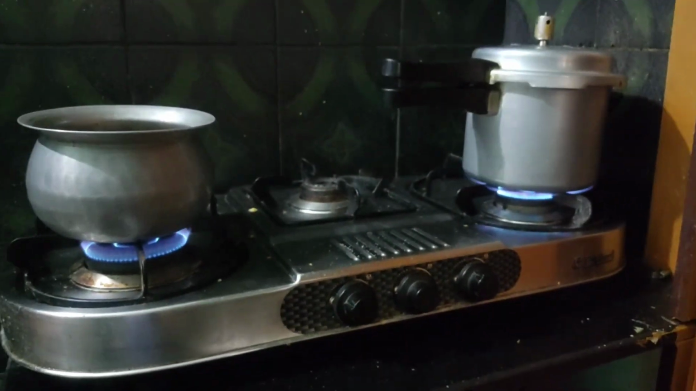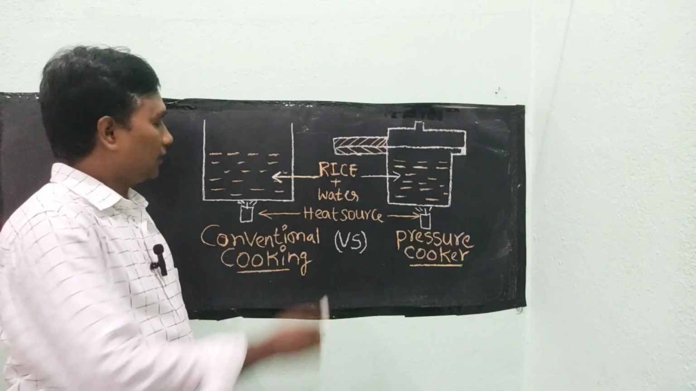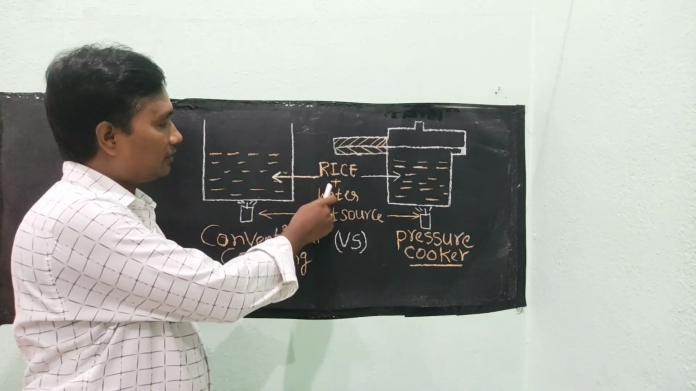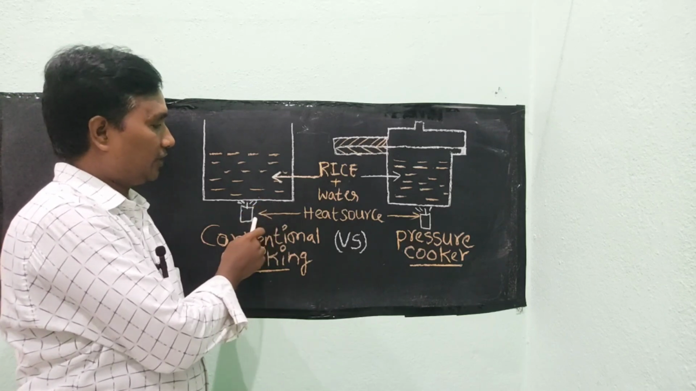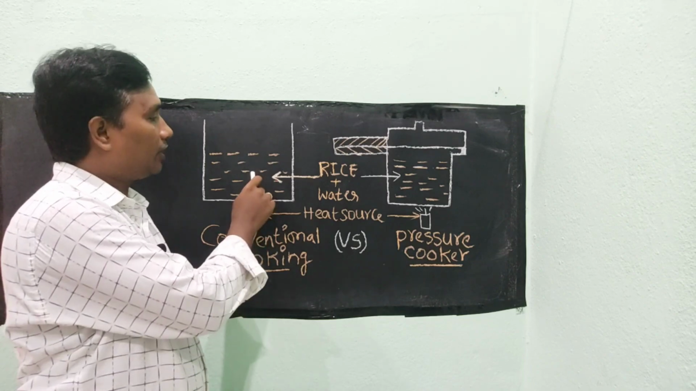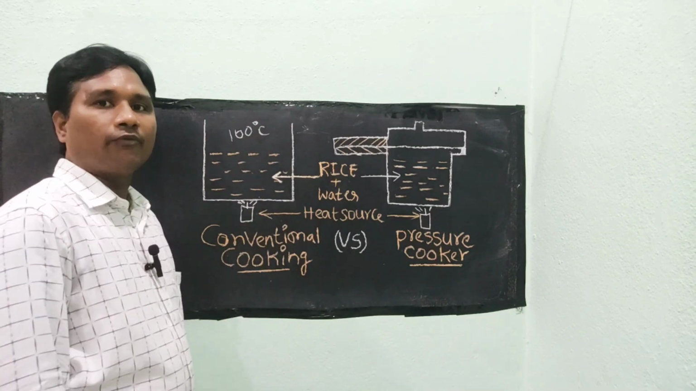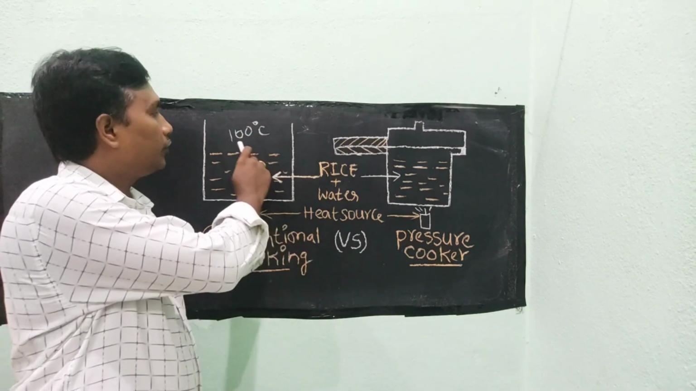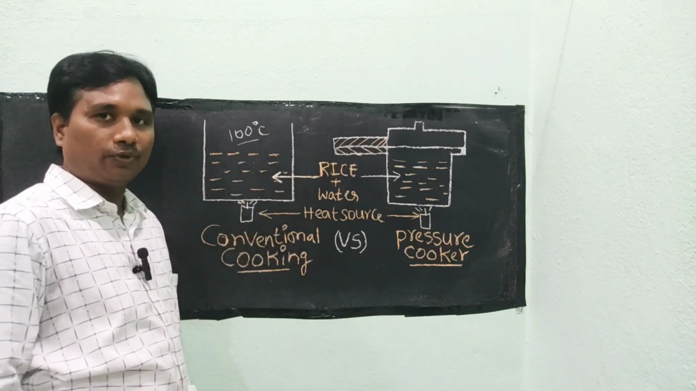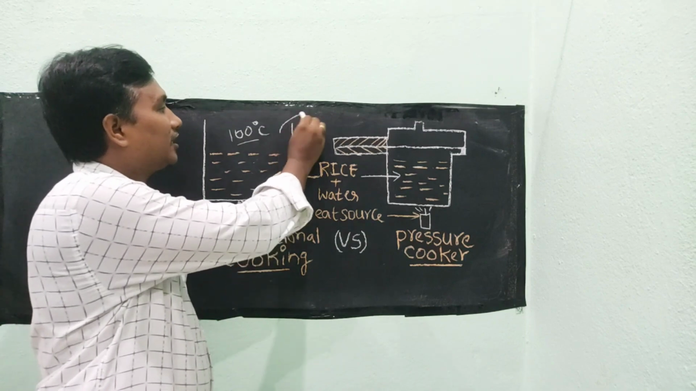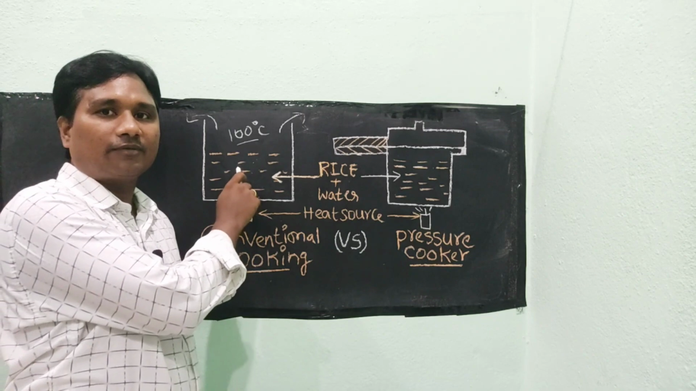Observe the two diagrams. One is the conventional cooking process, another one is the pressure cooker. In the conventional cooking process, rice plus water is cooking with the help of a heat source. Whenever this food receives heat energy, the water temperature reaches 100 degrees Celsius, that is the boiling point of water. Steam will be formed. That steam will help to cook the food, and also the steam will escape from the vessel. As a result, there is no increase in pressure of the water.